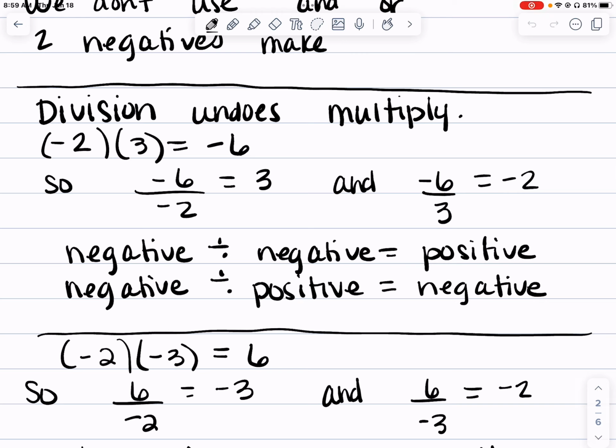Since we know division undoes multiplication, we know negative 2 times 3 is negative 6. That means if you divide negative 6 by either one of those, you get the other number. Negative 6 divided by negative 2 is 3, and negative 6 divided by 3 equals negative 2. A negative divided by a negative equals a positive. A negative divided by a positive equals a negative.